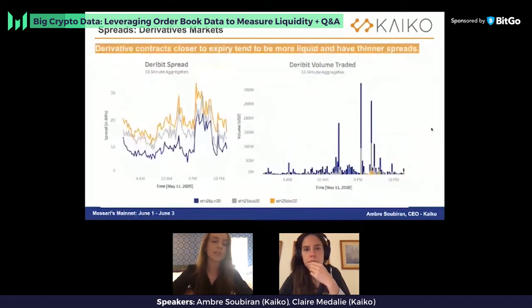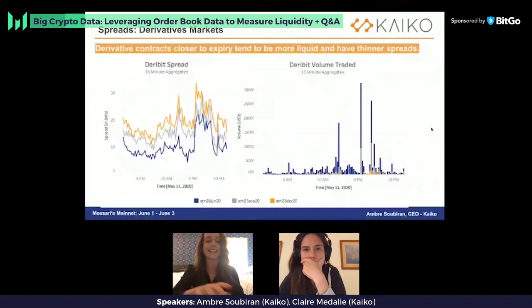So we performed the same analysis on derivatives markets. I took the spread and the traded volume for 3 contracts, the June, September, and December Ethereum contracts. And we again find a perfect correlation between the expiry, the trading volume, and the spreads.